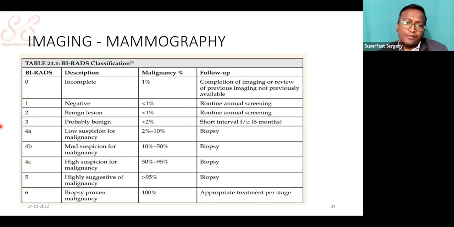So from 4A onwards, there is a role of biopsy. We need to do biopsy. And 6 is definitely biopsy-proven malignancy, and appropriate treatment should be started for that. One thing here I would like to say is that in thyroid, all of these classifications are similar. Only 0 is not there in thyroid, okay? Otherwise, the thyroid classification consists of 1, 2, 3, 4A, 4B, 4C, 5, 6. Similarly, similar descriptions are there: negative, benign, probably benign. So with this one classification, you can remember two classifications.